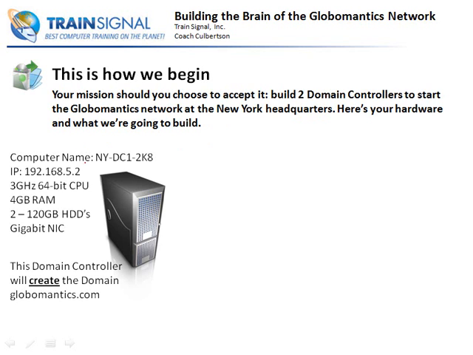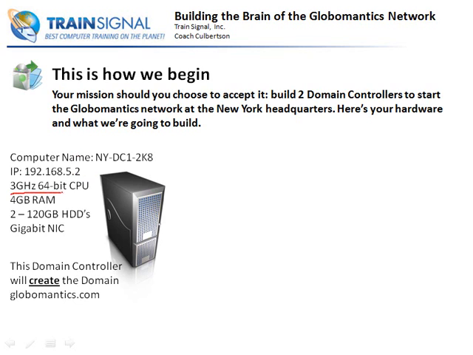We're going to start off with our first domain controller, and we're going to name it NYDC1-2K8. The IP address is going to be 192.168.5.2. The reason this is 2 instead of 1 is that our router is 192.168.5.1. So that's the reason for that.